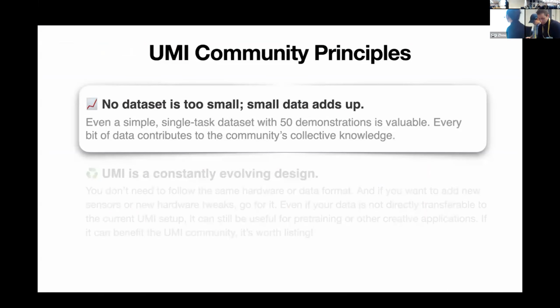And we really believe that there's no data set that's too small. I think one of the reasons that people back then didn't really share their robot data is that they may feel like, oh, my data set is so small. It's only a single task, like 100 data points. But I don't think that's a problem. Even if you just have a single task data set with a small number of demonstrations, you should consider listing it here because it will eventually add up, right?